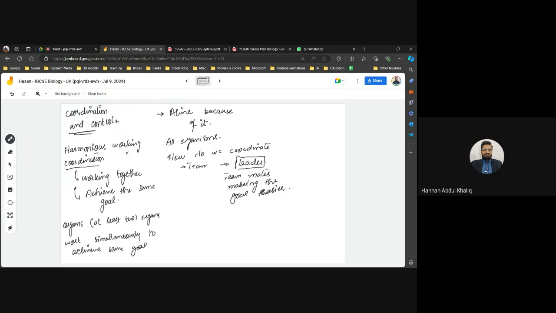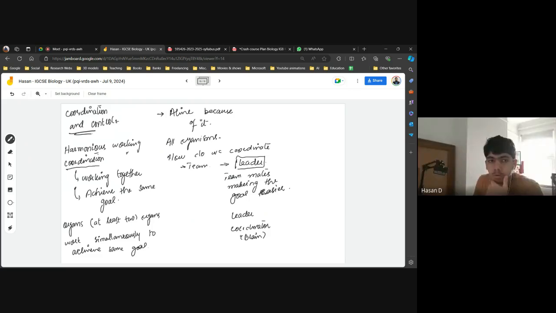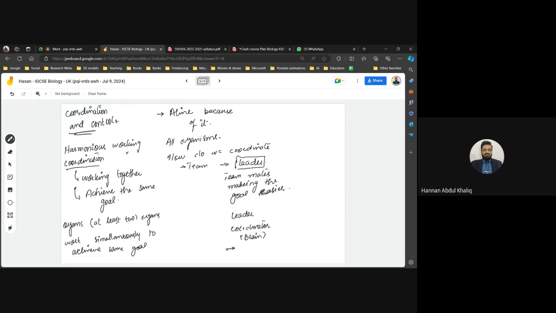Now when we apply the same theme to our body, the leader in our body is actually the coordinator, an organ that we often name the brain. Why do we say that the brain is the coordinator and none of the other parts of the body are qualified? Because the brain controls all the actions the body does. It has one ability that none of the other organs have: it can differentiate between different stimuli.